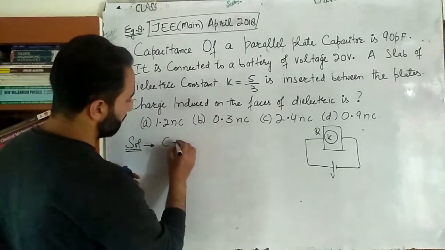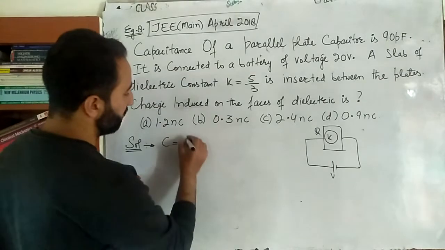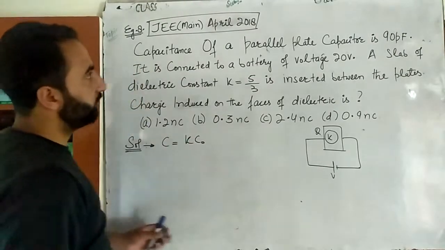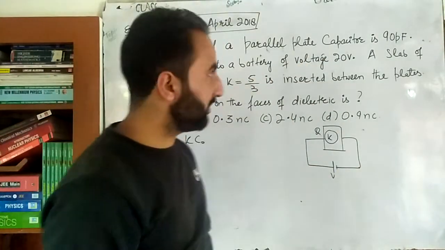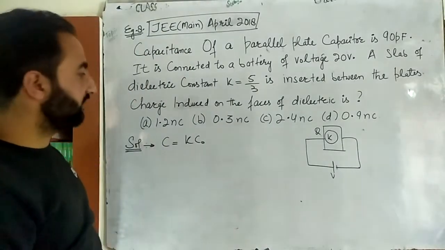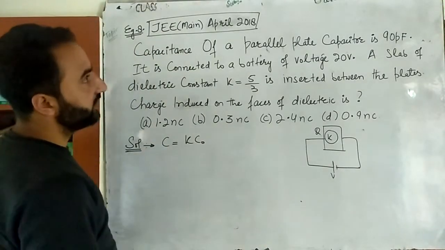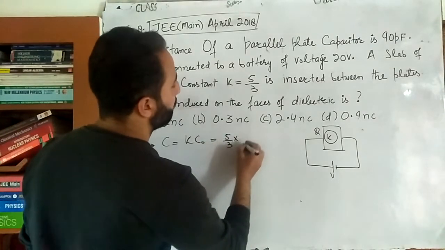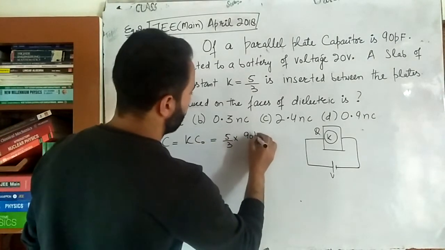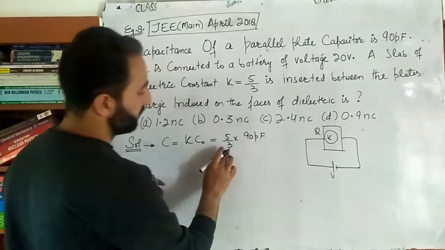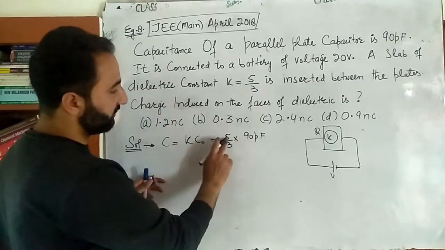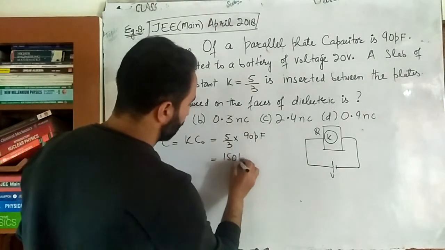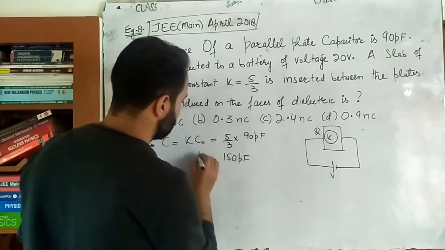Now, how much is the capacitance of the parallel plate capacitor? That's obviously equal to K multiplied with C naught, because this 90 picofarad is the capacitance before inserting the dielectric slab. So it is equal to K multiplied by C naught. So how much is K? That's equal to 5 by 3 multiplied by C naught. That is 90 picofarad. 3 ones are 3, 3 5s are 15, so it is 150 picofarad. This is the capacitance.